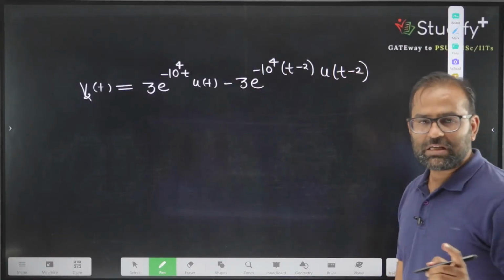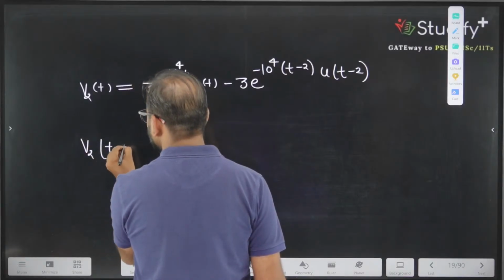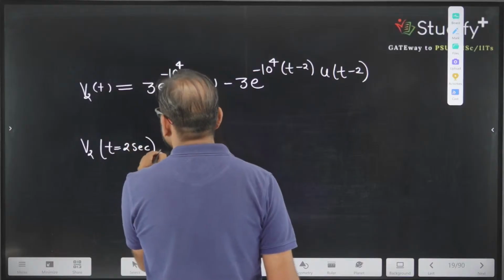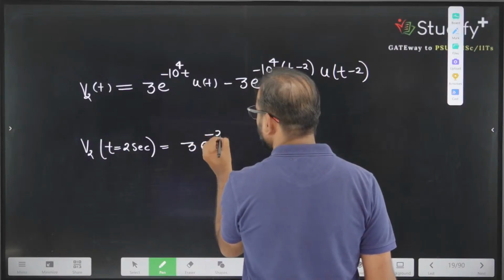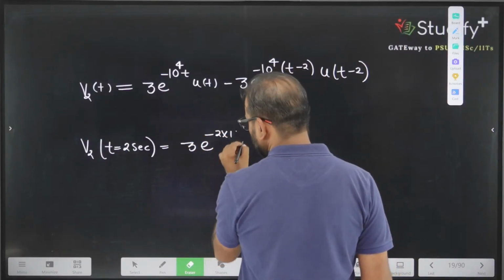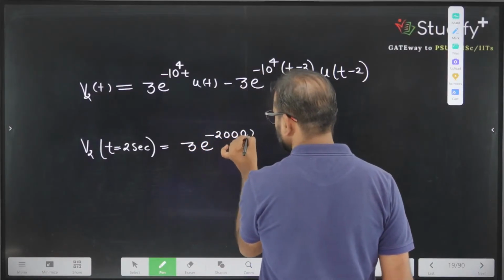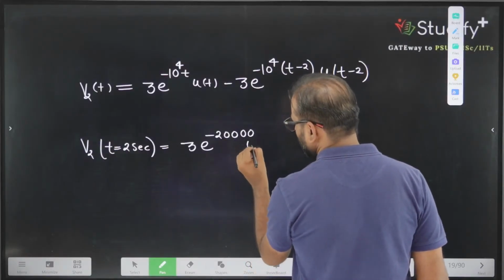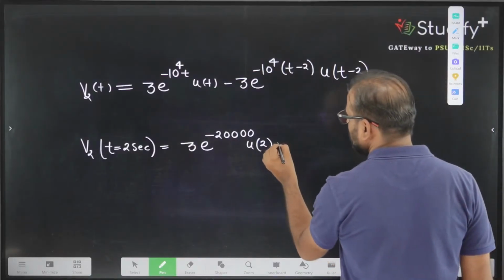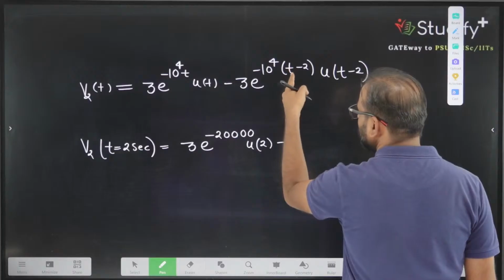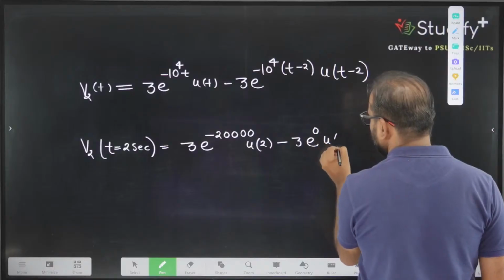Correct. Now we are interested in this voltage at t equal to 2 seconds. So V2 at t equal to 2 seconds is given by 3 e to the power minus 2 into 10 raised to the power 4, which means e to the power minus 20,000, into u of 2, because we replace every t by 2, minus 3 e to the power 0, since if you put t equal to 2 this value will be 0, times u of 0.